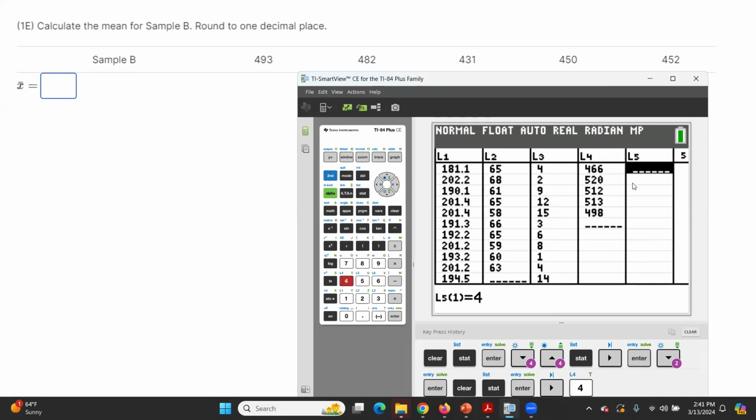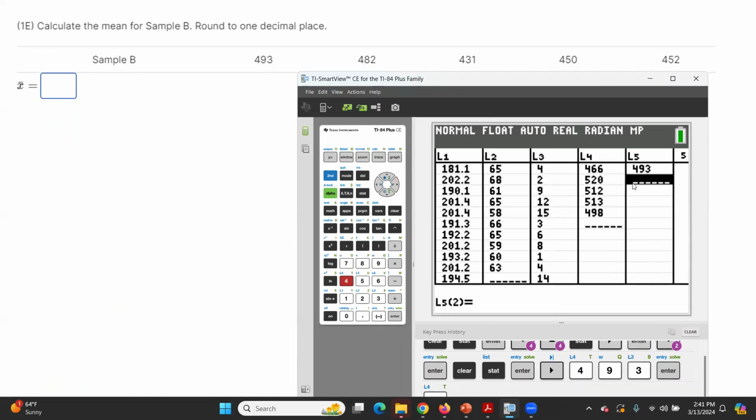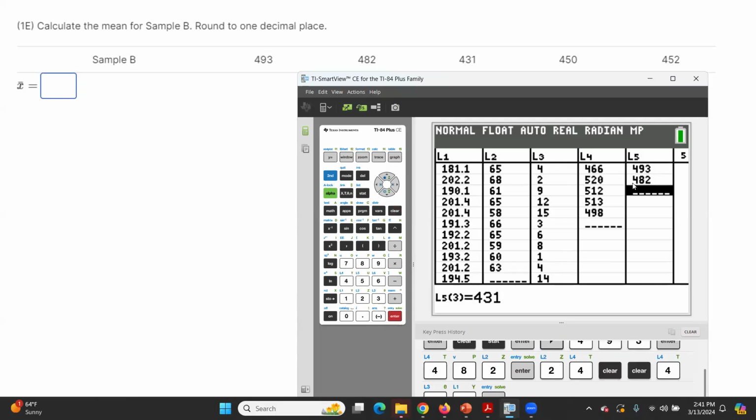So you have 493, then you have 482, then you have 431, then you have 450 and 452. So again, note that I entered everything in L5, everybody.